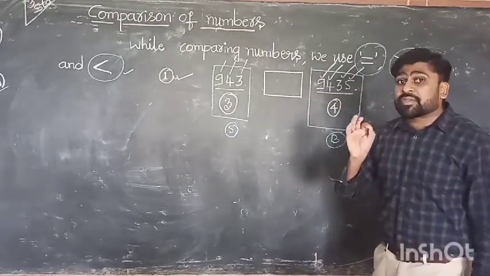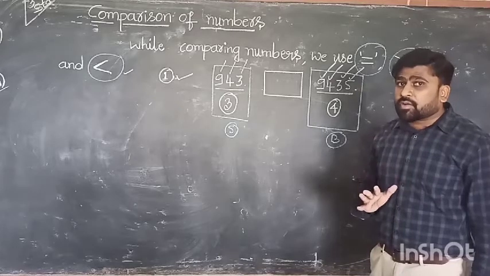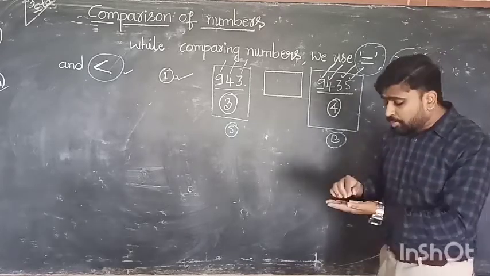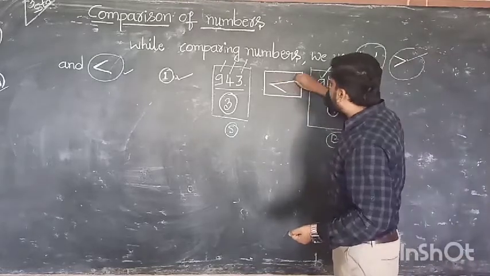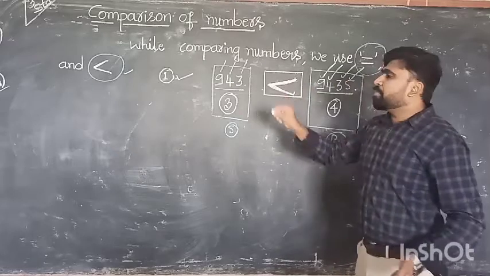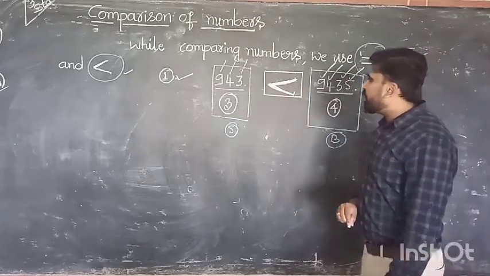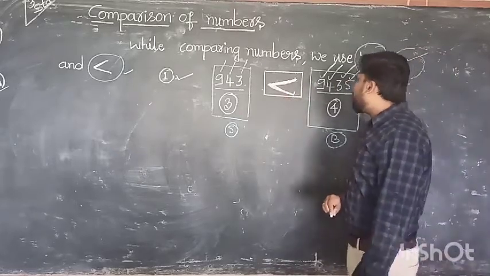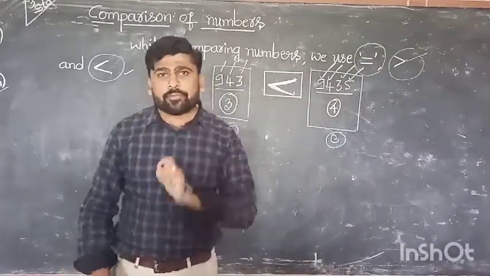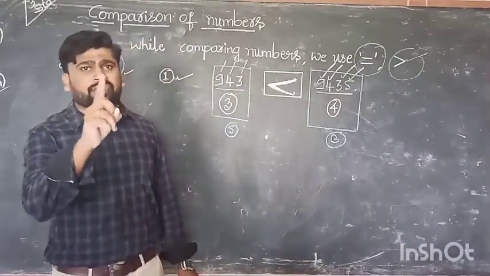How to put the symbol? Clear? You already know that the arrow mark is towards the small number. Therefore, the answer is like this. This is the arrow. That means 943 is less than 9435. This is the first type of identification. Clear?